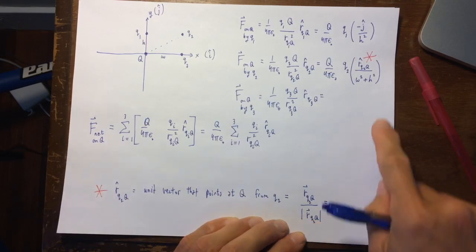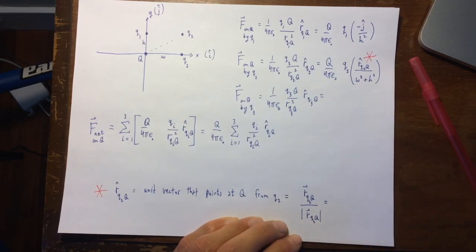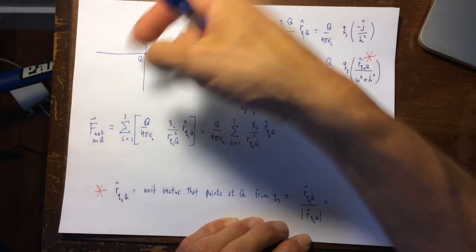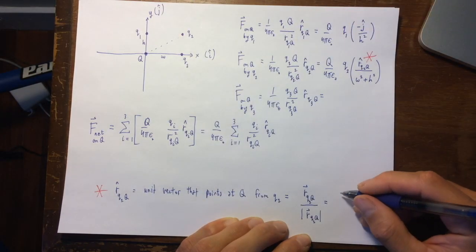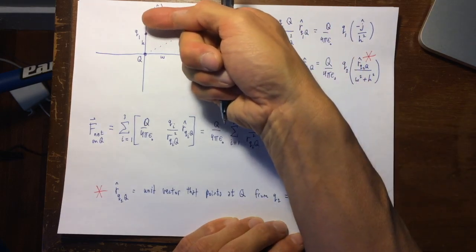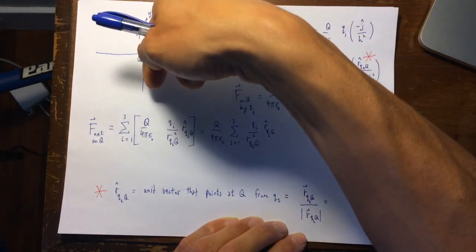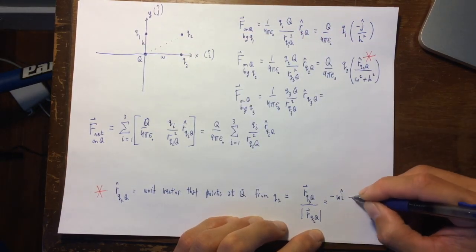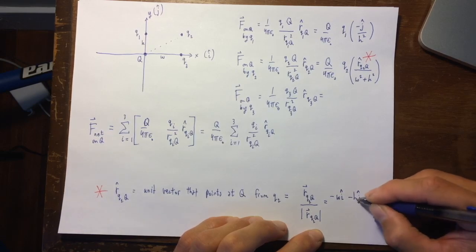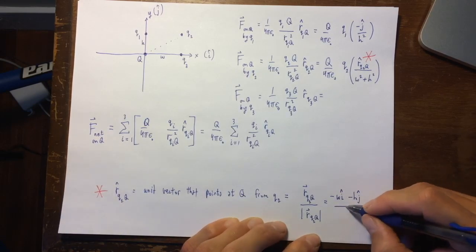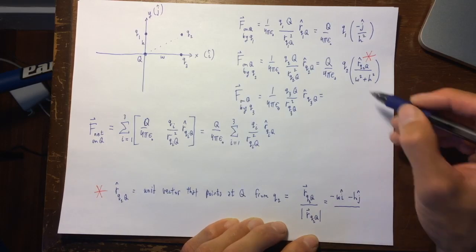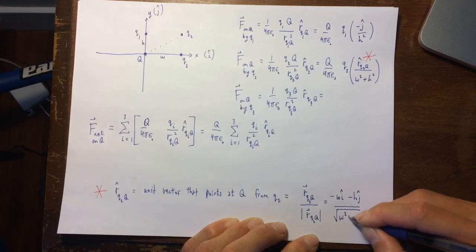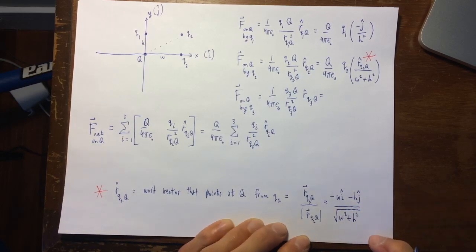So not the length squared, like what shows up here, but the length itself. Okay, so this vector that points from q2 back to Q is really easy to write. It points backwards by w in the x direction, then backwards by h in the y direction. So this is minus w i hat minus h j hat, right? And then I divide by the length, not the length squared but the length itself, which is the square root of w squared plus h squared, right?